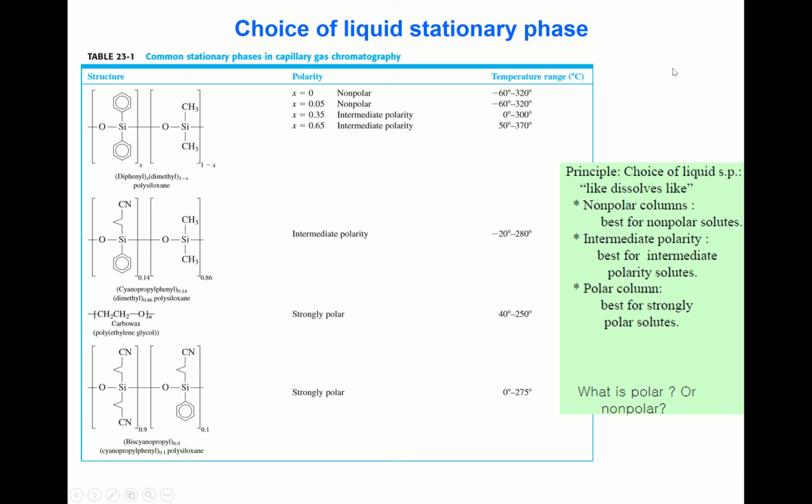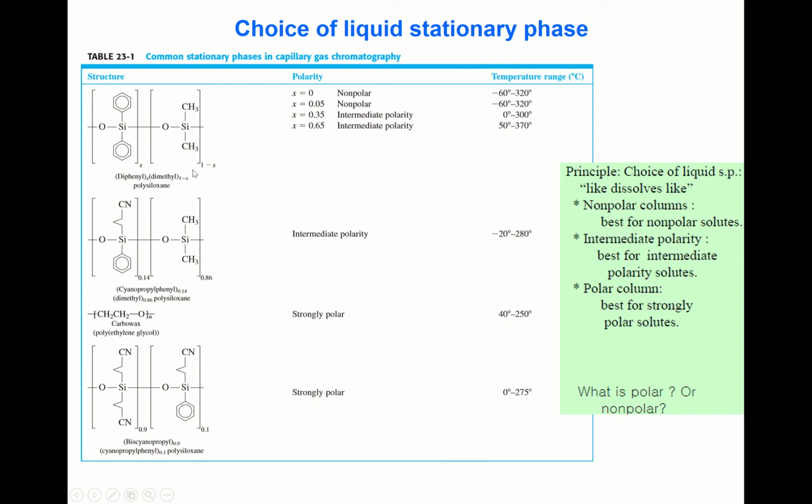So it is very important to choose the right liquid stationary phase. This table shows you the commonly used stationary phases in capillary gas chromatography. Okay, let's look at this one. The first one is diphenyl dimethyl polysiloxane.